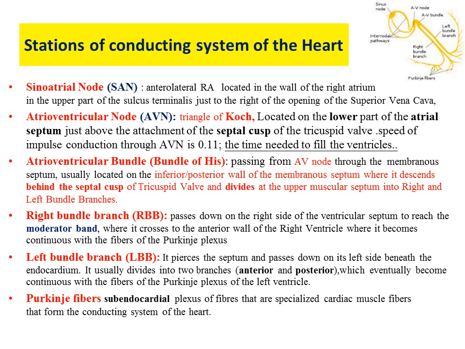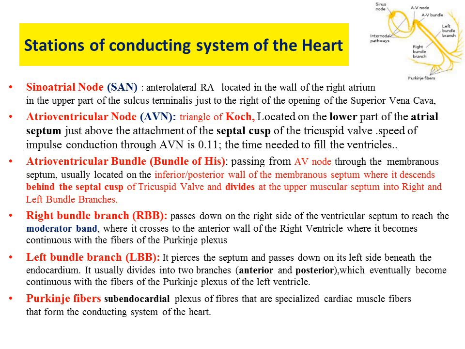We shall give an idea by the end of the lecture about the ECG. After being divided into anterior and posterior, the left bundle branch eventually becomes continuous with the fibers of the Purkinje plexus on the left side, like on the right side.